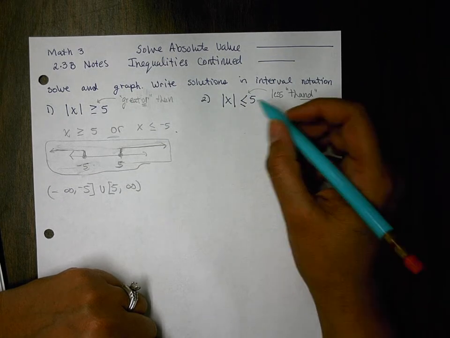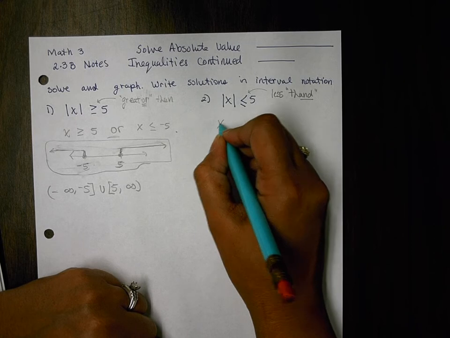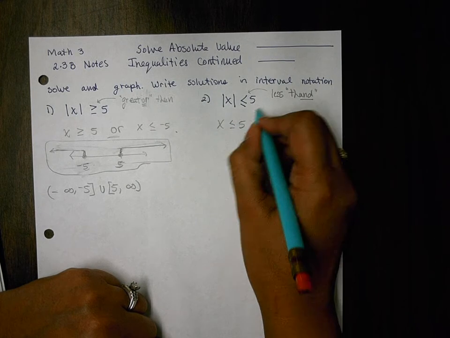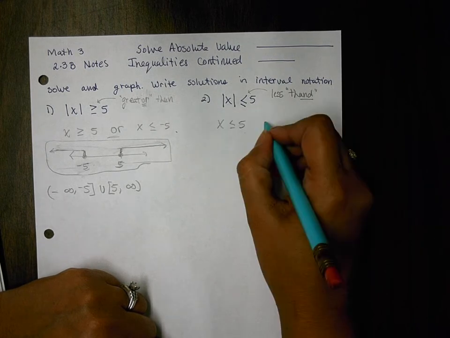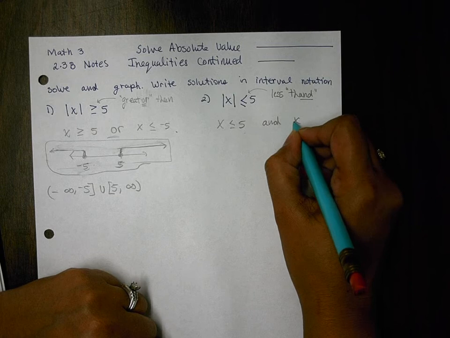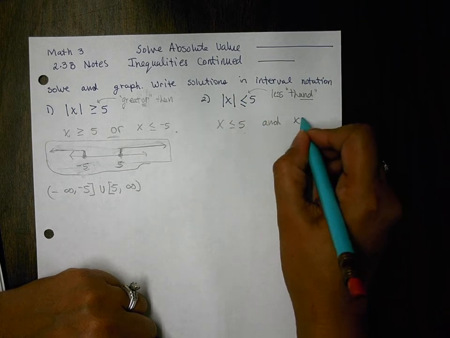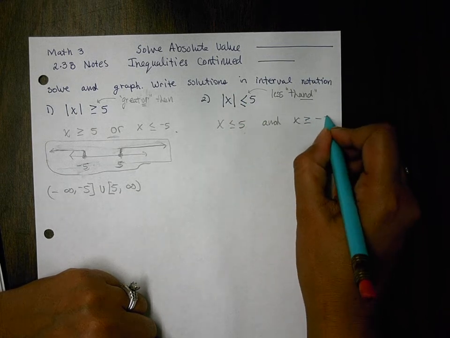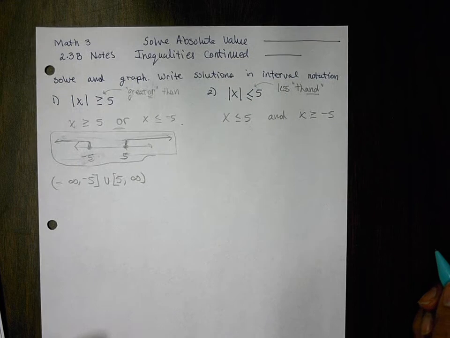So whenever you see this, you can do the same thing you did over here. x is less than or equal to 5, just as it is. And then instead of or, we're going to put and. x is, we're going to flip things around, greater than or equal to -5. So it's going to look like this.